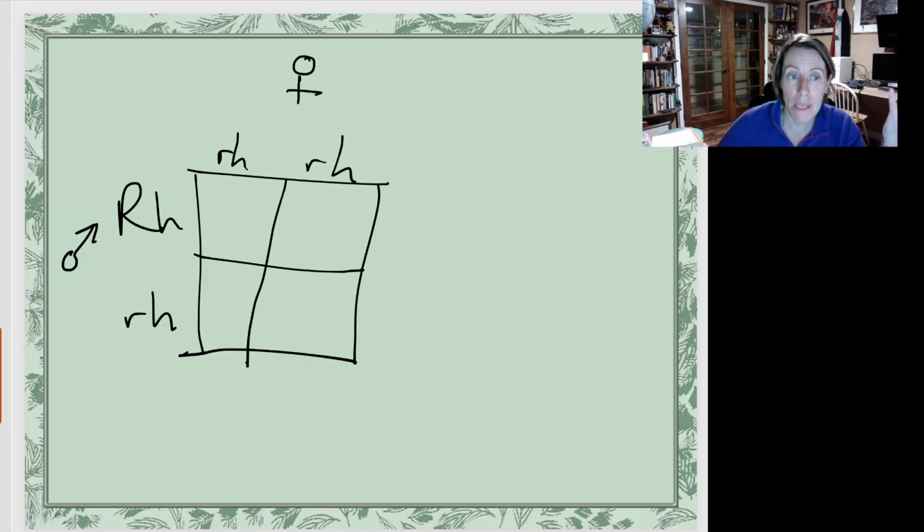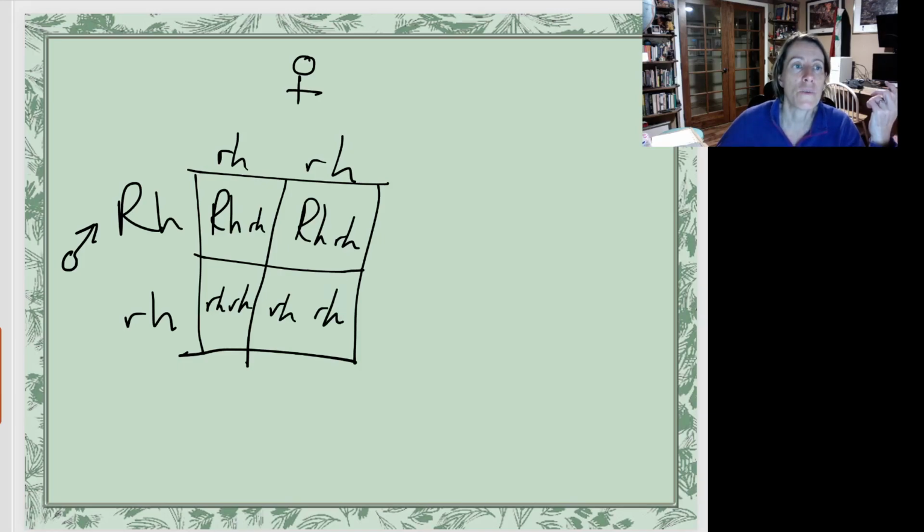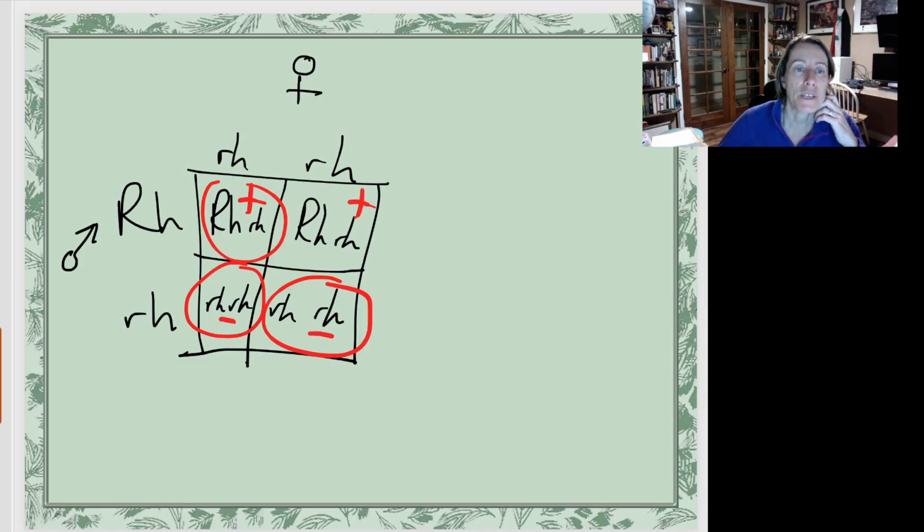Now, the baby could be big RH little RH. This one's going to be big RH little RH. This one's going to be little RH little RH. So these two babies would be Rhesus negative, and these two babies would be positive. So here's how a Rhesus negative mom could potentially be carrying in her womb a Rhesus positive baby if the father was Rhesus positive.